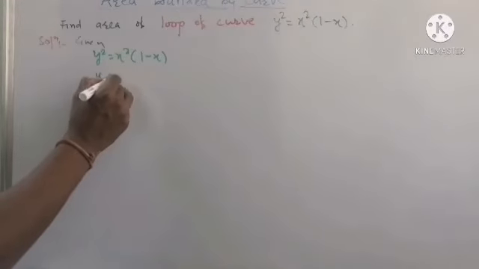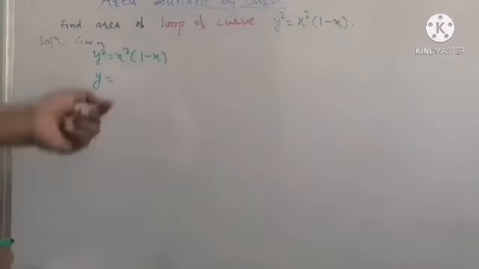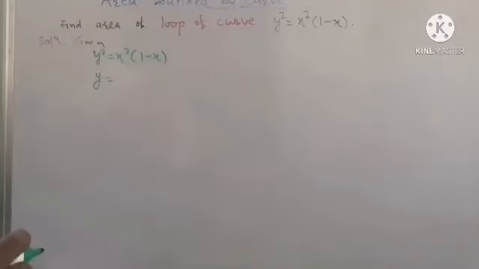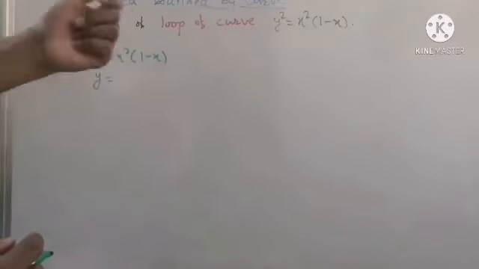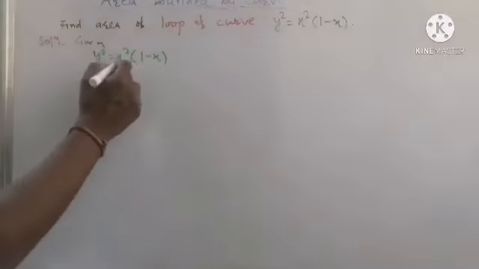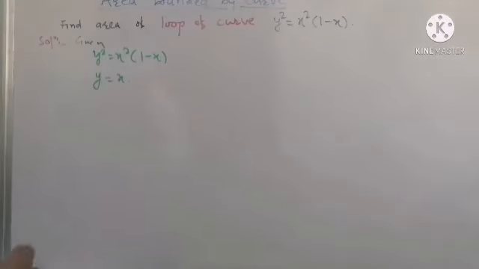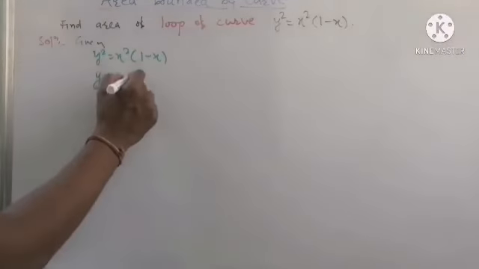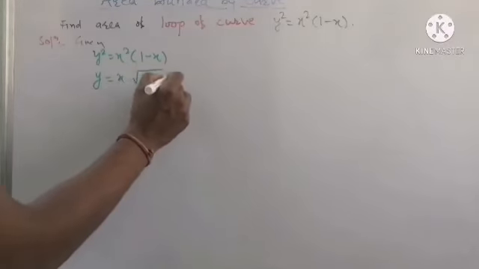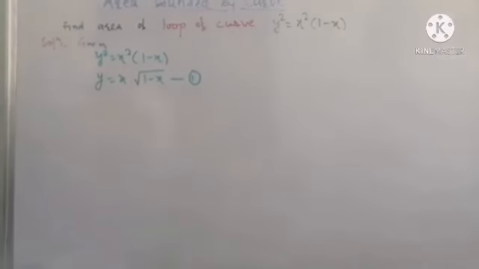On the left hand side we get y, and on the right hand side there is a product of x square and a bracket, so we take a separate square root. As x square has square root x, the bracket contains a subtraction, so we can't take each term's root separately. We take the root of the subtraction, that is we get root of 1 minus x. Now I label this as equation number 1.